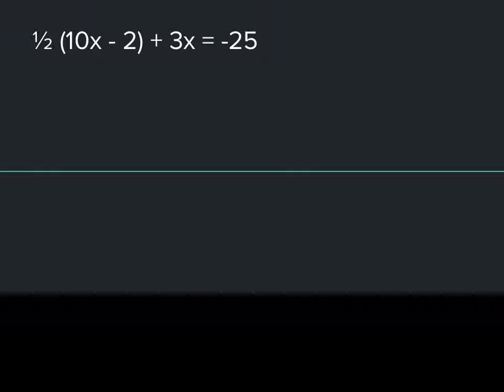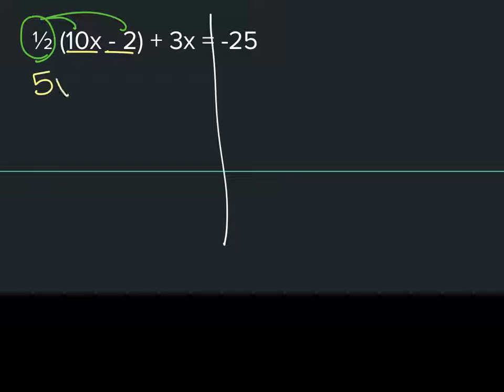Alright, so this looks like a really big, messy one, but it's not too bad here. We do have to multiply the 1/2, but the good news is everything on the inside is even numbers, so it'll work out well. So half of 10x, think if we had 10 rectangles, half of them would be 5 green rectangles. If I had 2 red tiles, 2 red squares, half of those would be 1 red square. So really, not too bad here.